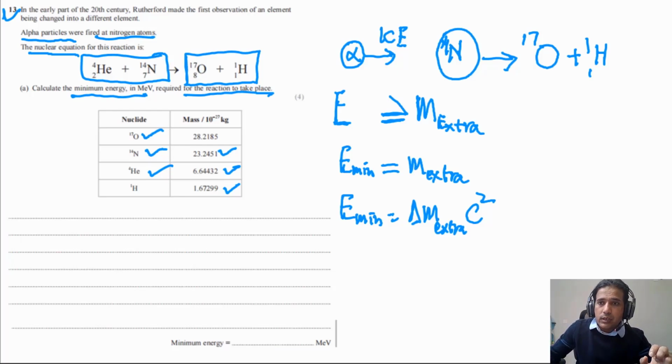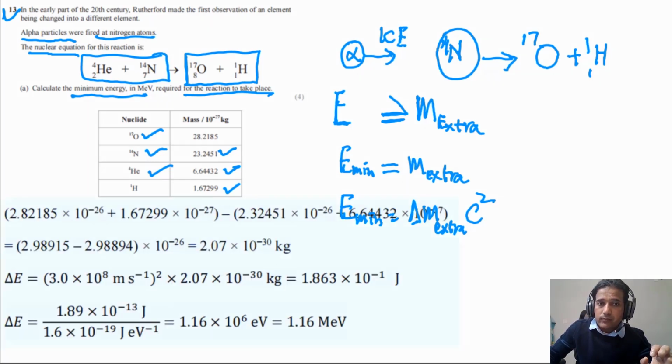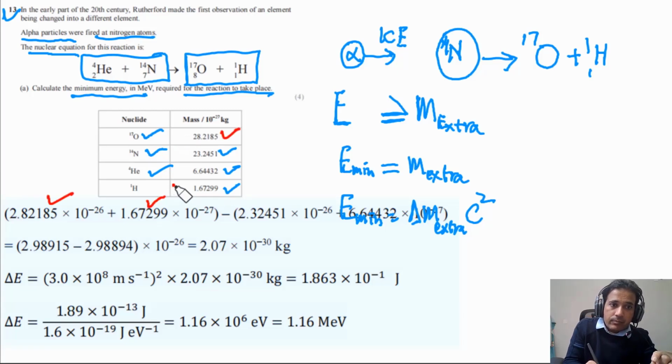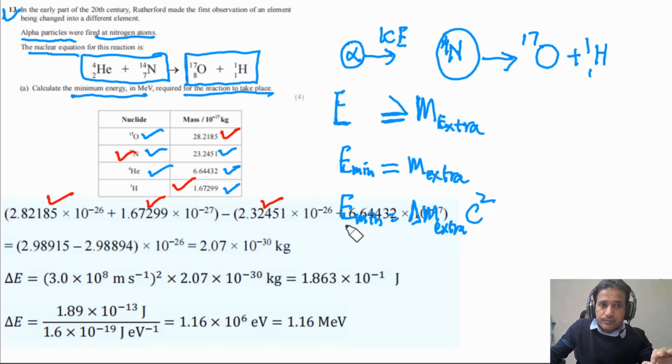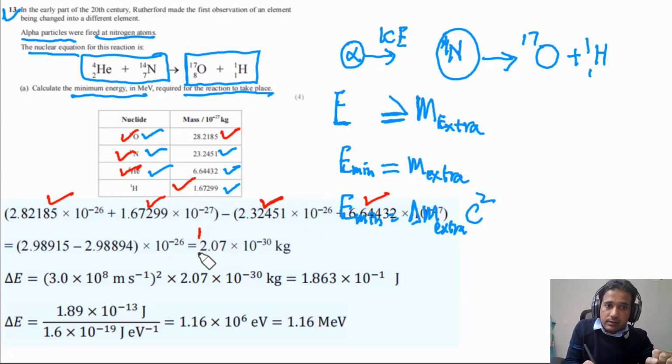Now let me show you the solution so you can look at this one. So we can save some time and make this video a bit shorter. What we have done here, simply we have plus mass of proton. So here we have mass of nitrogen. This is mass of oxygen, as I mentioned. This is mass of nitrogen, and this one is mass of helium. Simply we have subtracted, and this is the extra mass, or we can say this is the mass difference.